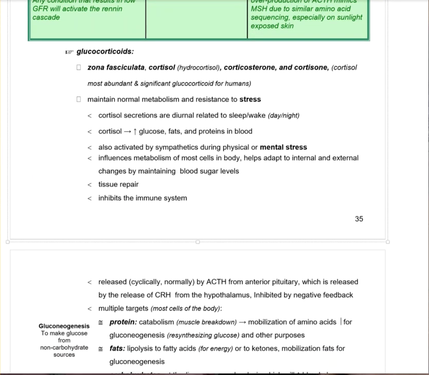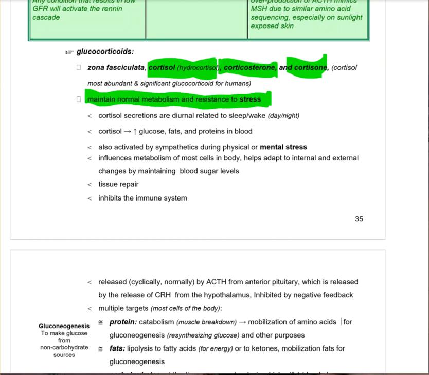So the glucocorticoids that are produced in the fasciculata, as we mentioned before, there's a couple: cortisol or hydrocortisol, corticosterone, and cortisone. But cortisol is the most abundant and significant, and so I tend to just use cortisol as our example. So I'm going to just refer to cortisol quite a bit. And what does cortisol do? Well, it maintains normal metabolism and resistance to stress.